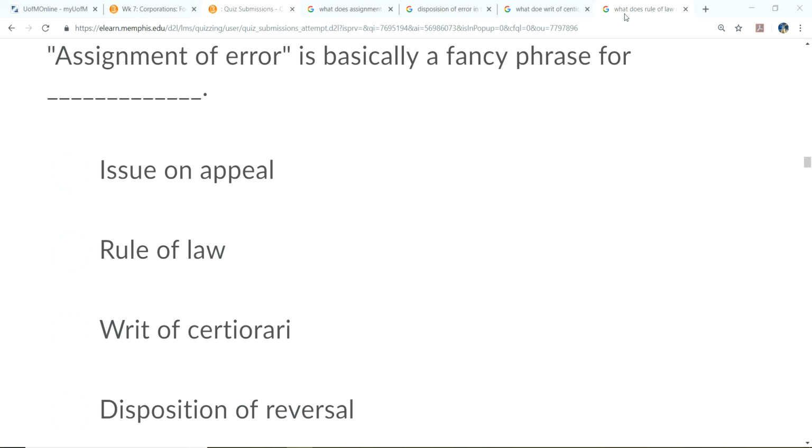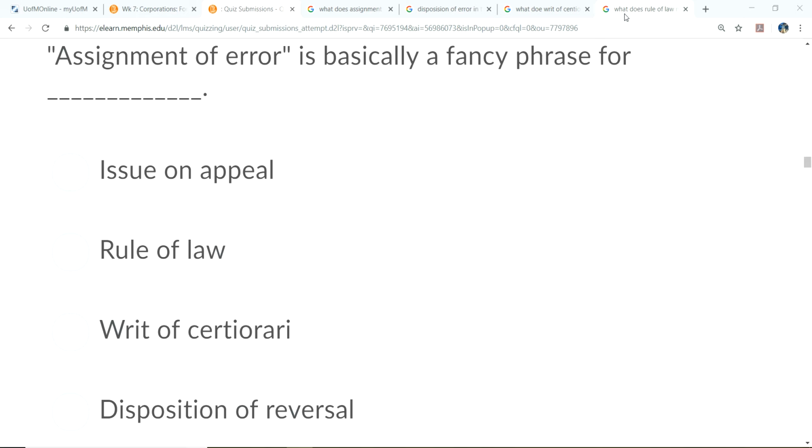I wanted to do an extra credit quiz review for you. And I picked from attempt 2 question number 6, which is: assignment of error is basically a fancy phrase for... And we have 4 answers to choose from, which we can go through here. The first one is issue on appeal. And from what I can tell, this is just the case that's before the court itself. What issue does the court have to address?